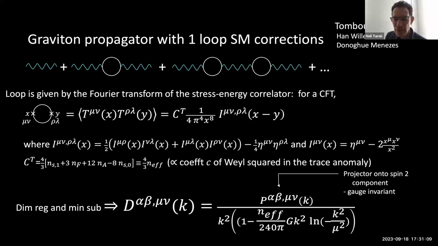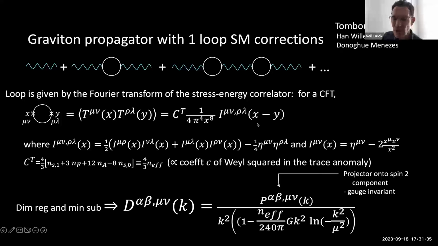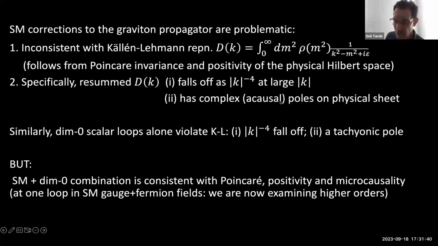Okay, this corrected propagator is actually inconsistent with the Källén-Lehmann representation for a relativistic quantum field. And this Källén-Lehmann representation follows from Poincaré invariance and positivity of the physical Hilbert space. So very elementary principles. But unfortunately, the one-loop corrected graviton propagator doesn't satisfy those principles. And it also has complex and acausal poles on the physical sheet. It's really very, very bad. What we recently noticed is that these dimension zero scalars also cancel this problem. And so standard model plus 36 dimension zero scalars is actually consistent with these basic principles at one loop. And we are now calculating higher loops to see if this consistency survives at higher orders. So there's some interesting developments.